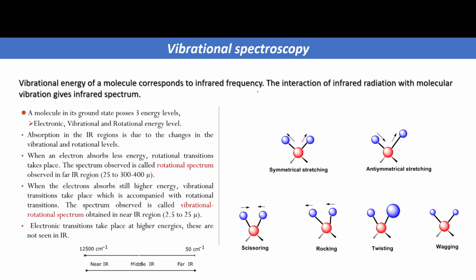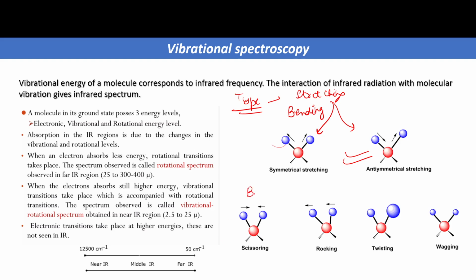Let us look at the types. We obtain two types of vibration: one is stretching and one is bending. In stretching we obtain symmetric stretching or anti-symmetric stretching. Symmetric stretching means in the same direction, anti-symmetric means in a different direction.